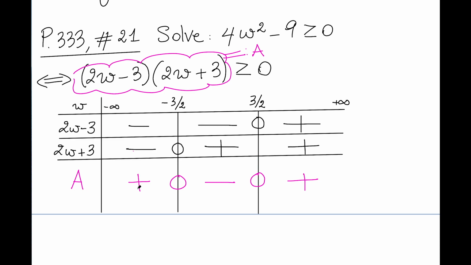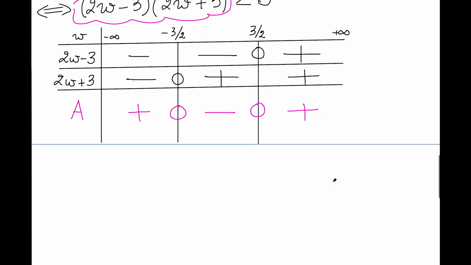So a is 0 or more when w is between minus infinity and minus 3 over 2, including minus 3 over 2, because at this point the product is 0 and I'm allowing the product to be 0. Look at this, bigger than or equal to 0 means positive or 0. Well, a is positive between minus infinity and minus 3 over 2, and it's 0 at minus 3 over 2. And it's also 0 at 3 over 2 and positive after 3 over 2. So the solution set is going to be written as follows.